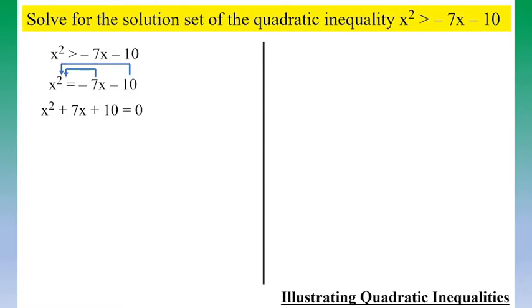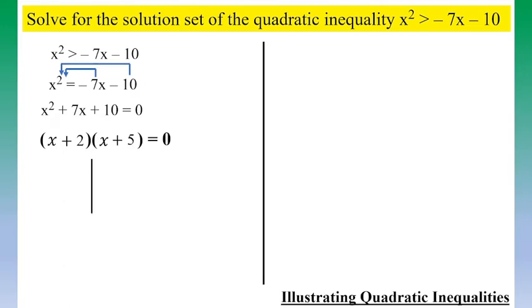Finally, we have to factor our given quadratic equation. Our last term is 10, so we need to think of factors of 10 that when we add, the answer will be 7. That will give us x plus 5 times x plus 2, since 2 times 5 is 10 and 2 plus 5 is 7.